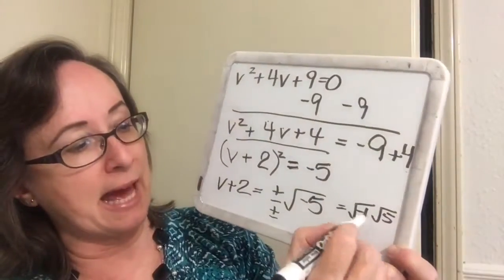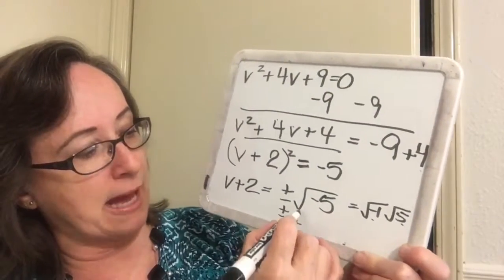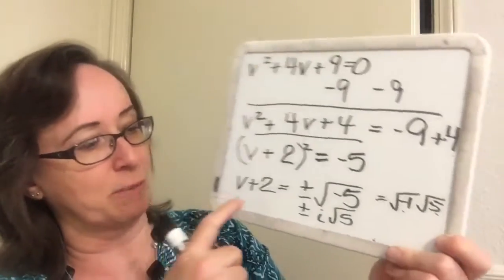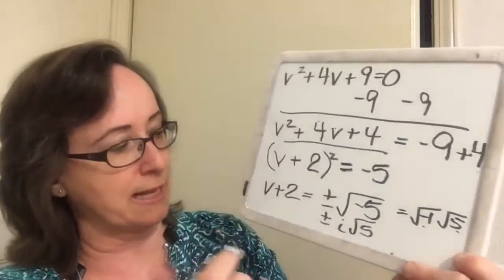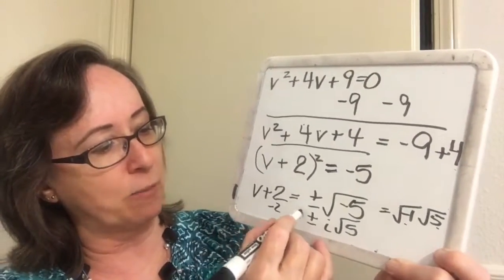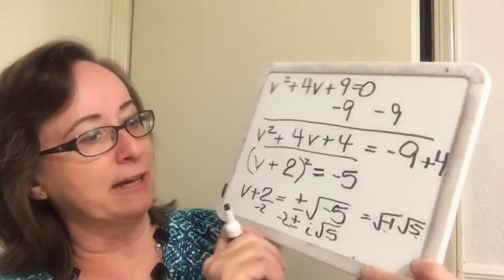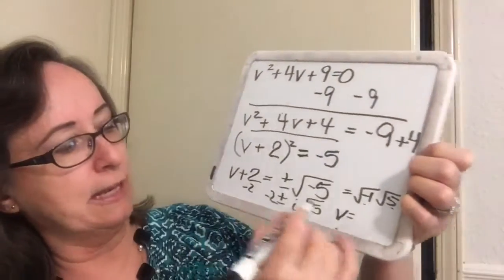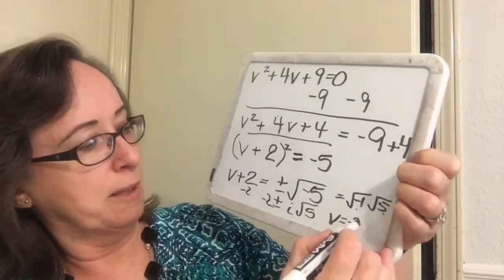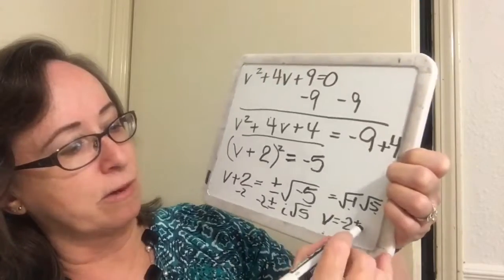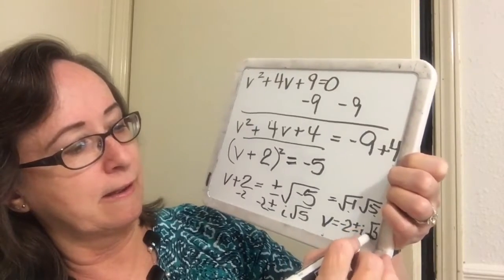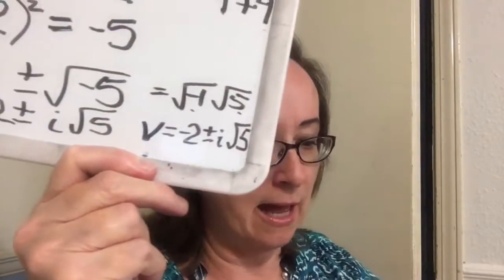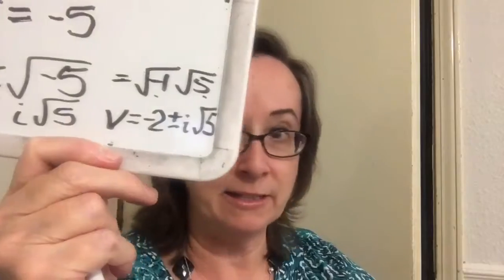This part becomes the i. This part becomes the square root of 5. So i square root of 5. And then to get my answer in its final form, all I need to do is get rid of this 2 on both sides. So I'm going to take away a 2 and take away a 2 on the other side. And my final answer is v equals negative 2 plus or minus i square root of 5. And that is correct.